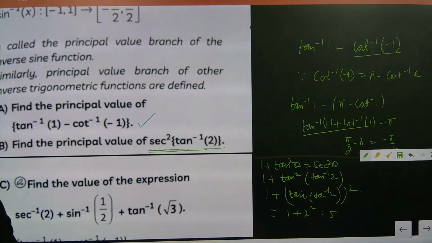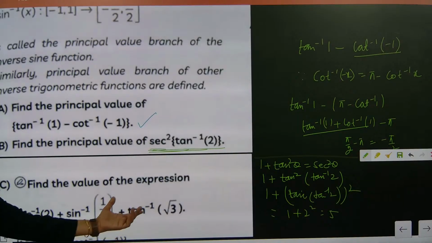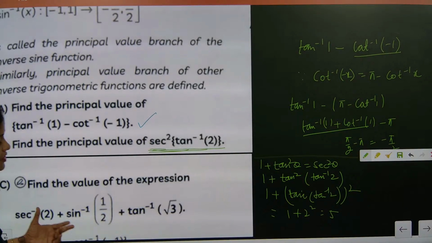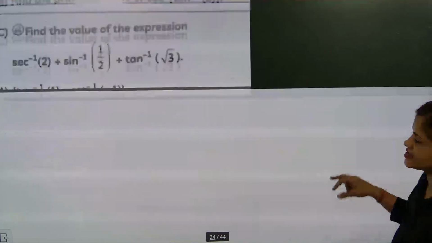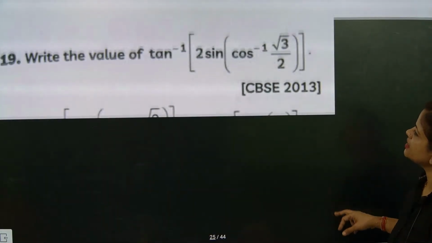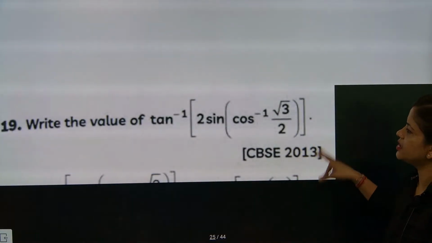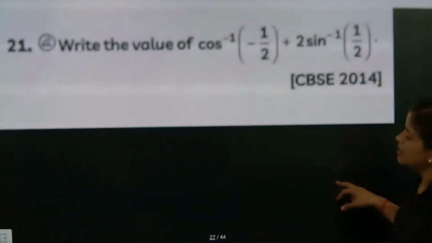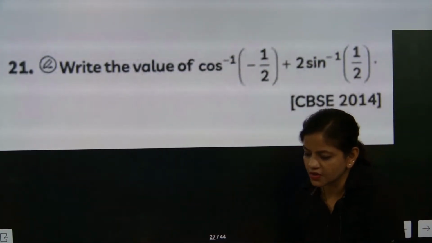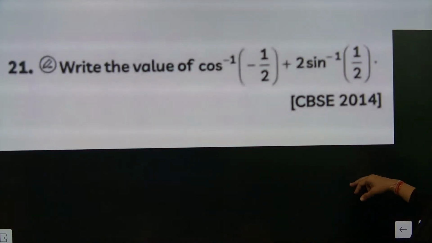Shall we go for the next question, beta? Here, find the value of the expression secant. Are you going to struggle with this question? No, I think you will be able to solve it very nicely. These are CBSE 2013 questions. For this pattern of questions you can do proper justification, and if you write it this way you can solve it clearly.